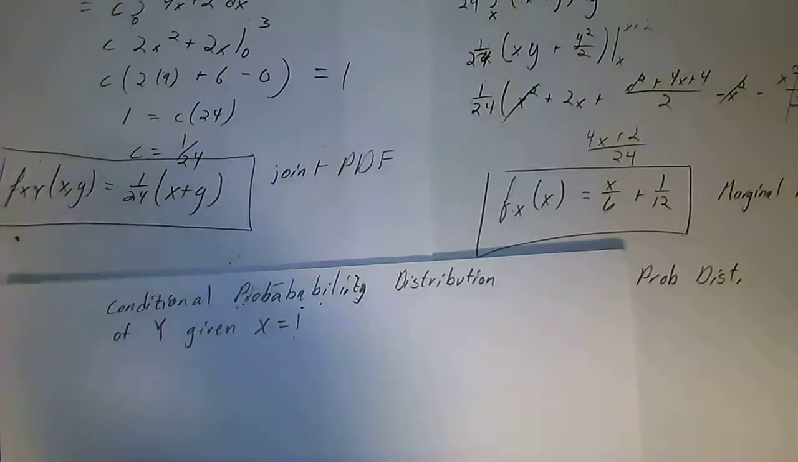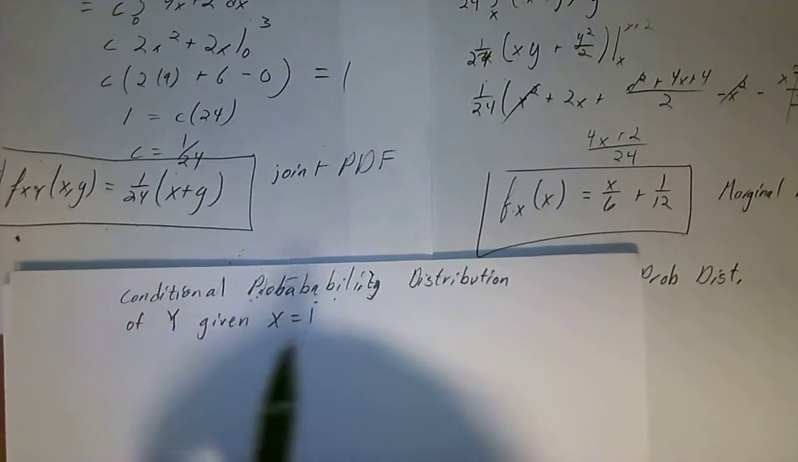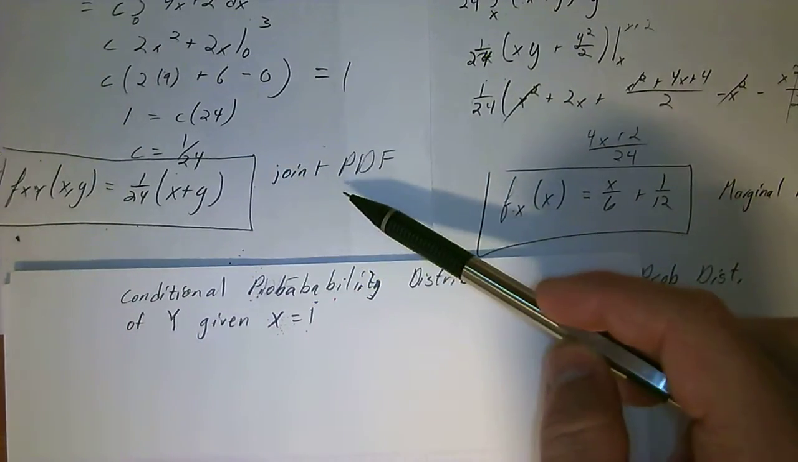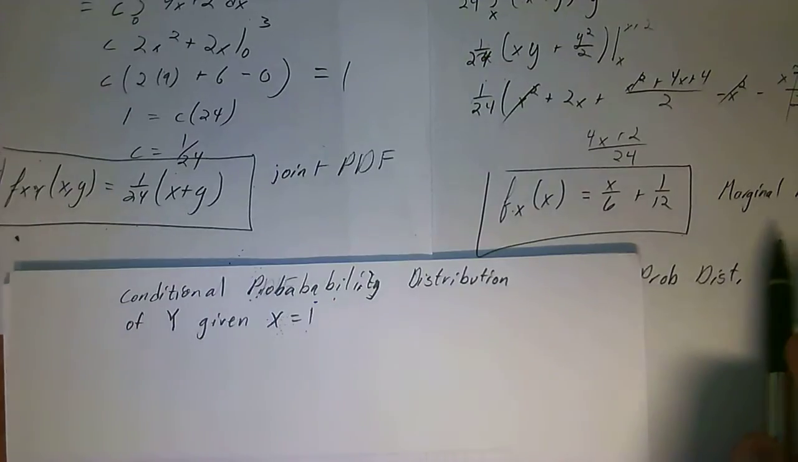Hello everyone and welcome to Probability and Statistics. We've been working with continuous random variables. In an earlier video we derived the joint PDF and also the marginal PDF.